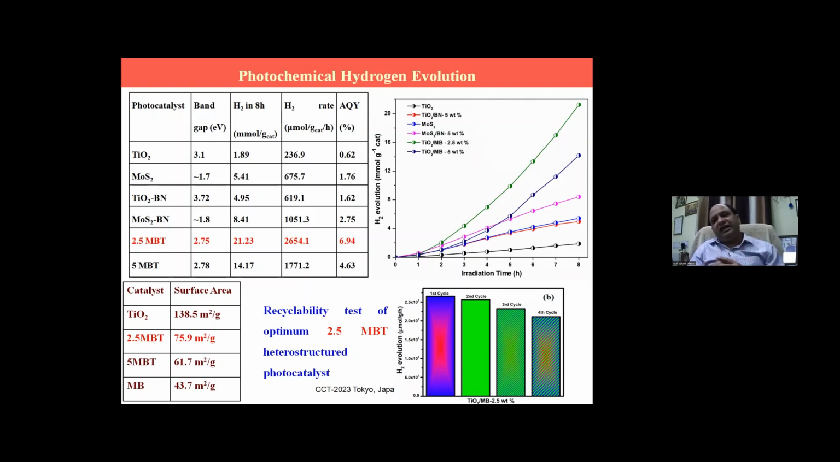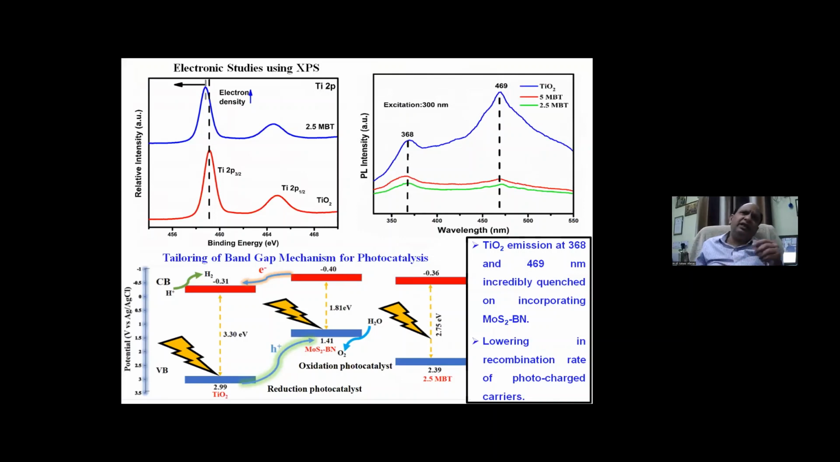We also did the recyclability test, and we found that up to the 4th cycle there is a very small reduction in the hydrogen. Then we did the XPS and the photoluminescence study for exploring the optical band gap mechanism. You can see the negative shifting in the XPS peak, which shows that the electron density could increase over the conduction band. And if you see the PL study, photoluminescence, here you can see that the PL intensity is decreasing, which shows the low recombination of the electron hole pair.